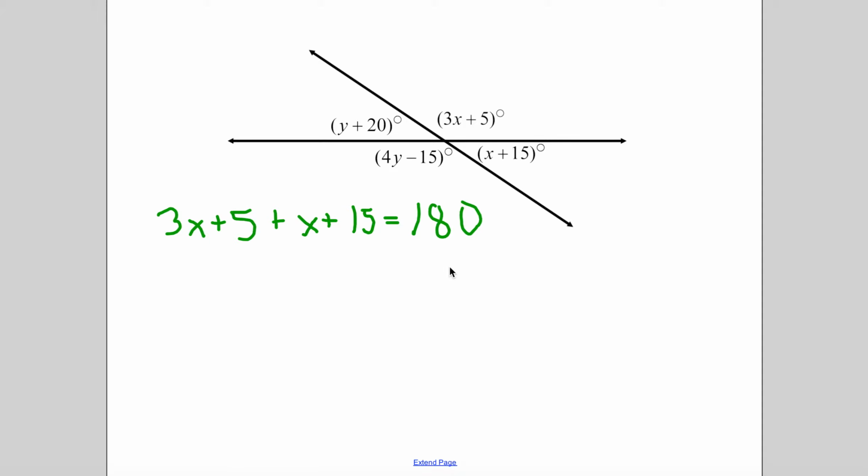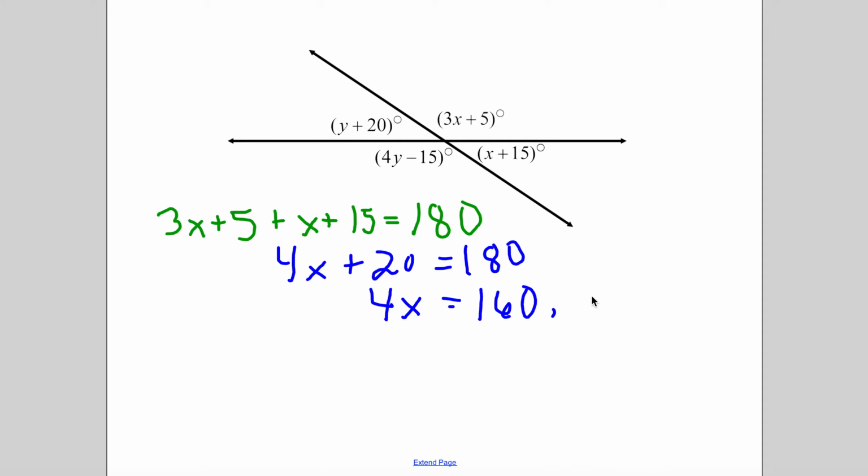So let's work this out and let's solve for x. 3x plus x is 4x. 5 plus 15 is 20. That equals 180. So I need to subtract 20 from each side. On this side, all that will be left is 4x, and 180 minus 20 is 160. And so x is 40.